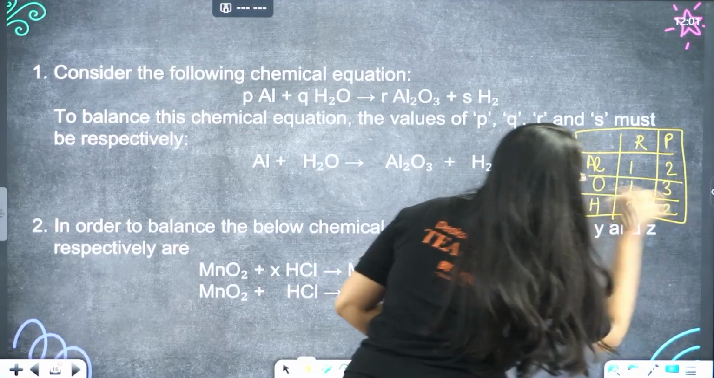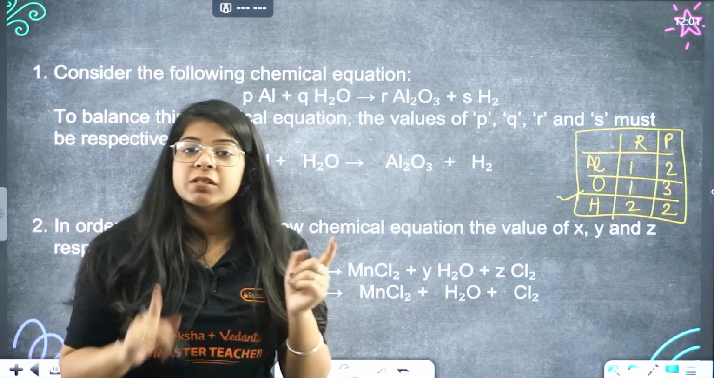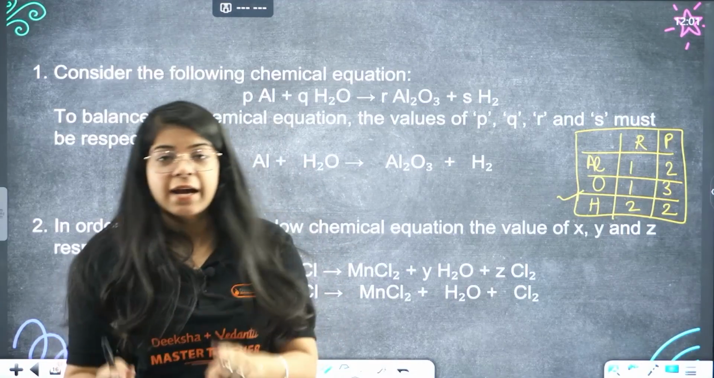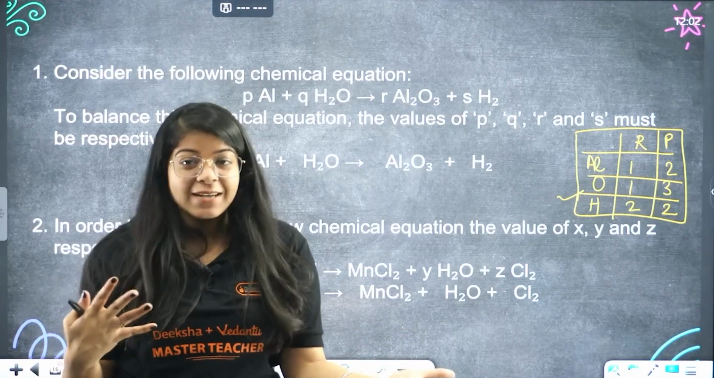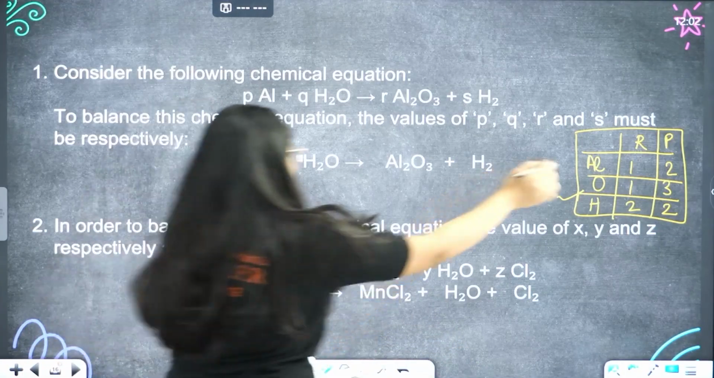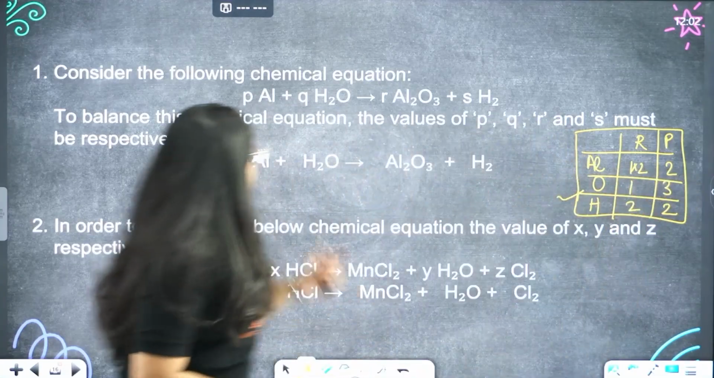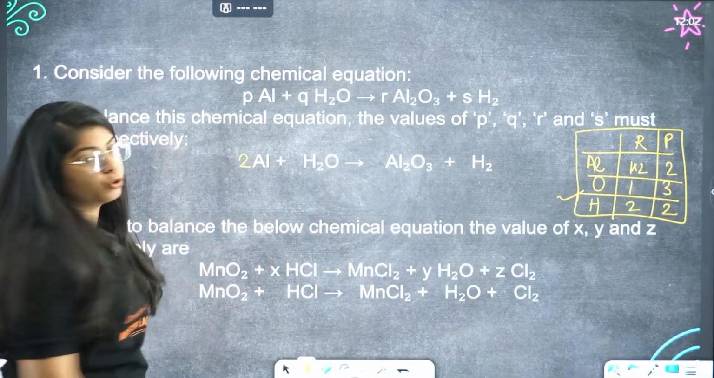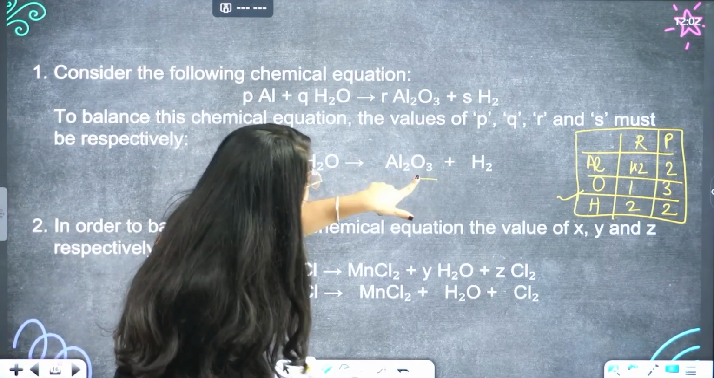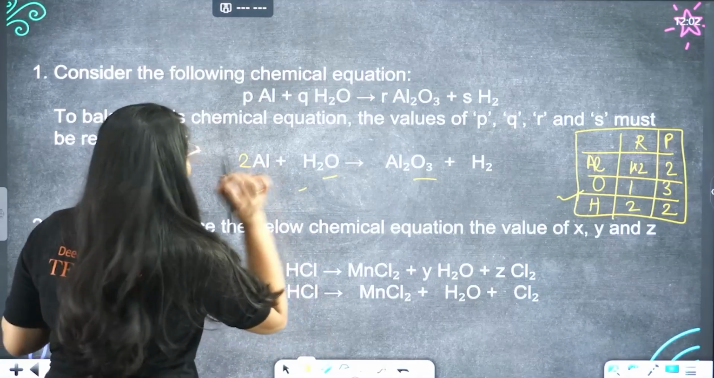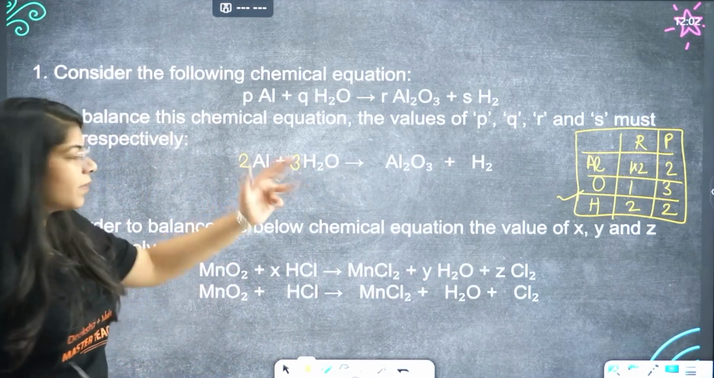On the first glance, you will say, ma'am, hydrogen is already balanced. But we have to balance our metal first. Then we'll go to non-metal, then oxygen, then hydrogen. And in doing so, we might unbalance hydrogen as well. So first we will balance aluminium. Here if I just multiply this with 2, this will get balanced. Then balancing oxygen. Oxygen is 3 here, and here oxygen is only 1. So if I multiply this with 3, oxygen becomes balanced.